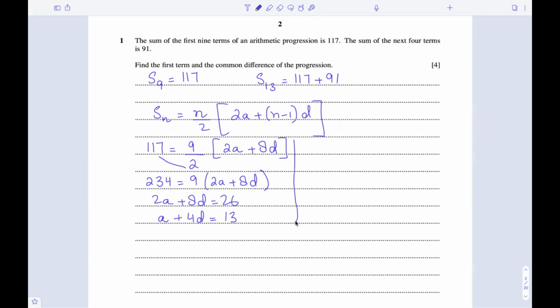For the second equation, we know that the sum of the first 13 terms is 117 plus 91, which is 208. So we can say 208 is equal to 13 upon 2 bracket 2a plus 13 minus 1, 12d. 2 times 208 will become 416 is equal to 13 times 2a plus 12d. 416 divided by 13 is 32. So we'll say 32 is equal to 2a plus 12d. Dividing the whole equation by 2, we'll get a plus 6d is equal to 16.